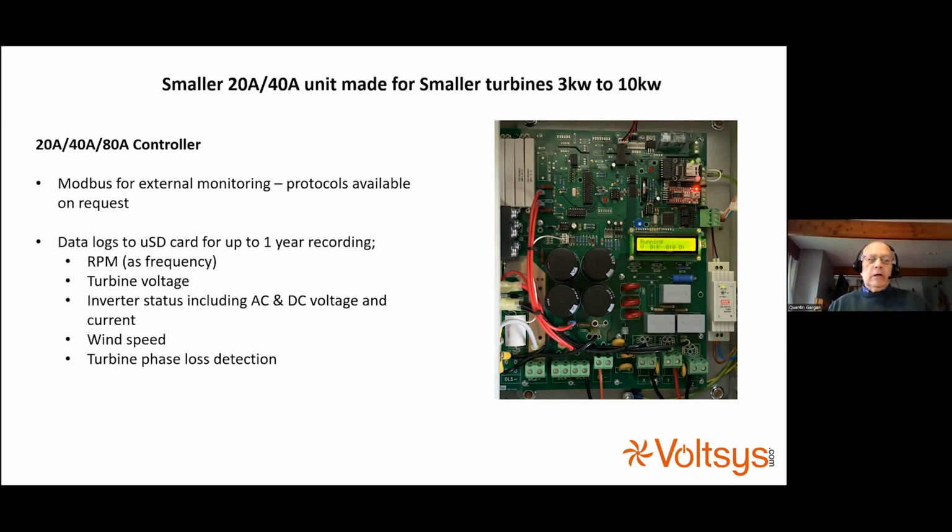The controller also has Modbus for external monitoring, and it has a micro SD card inside it that data logs once per second, but it can also provide that information via Modbus. It stores or transmits the RPM of the turbine, voltage, the inverter status, including the AC and DC voltage and current, and its fault state. It can also record the wind speed if an anemometer is connected. And quite importantly, it can also detect phase loss of the turbine.